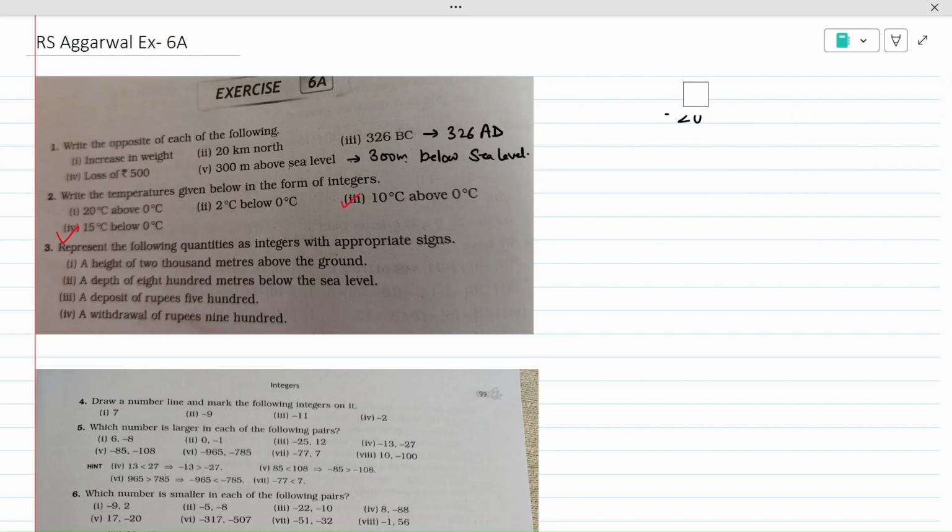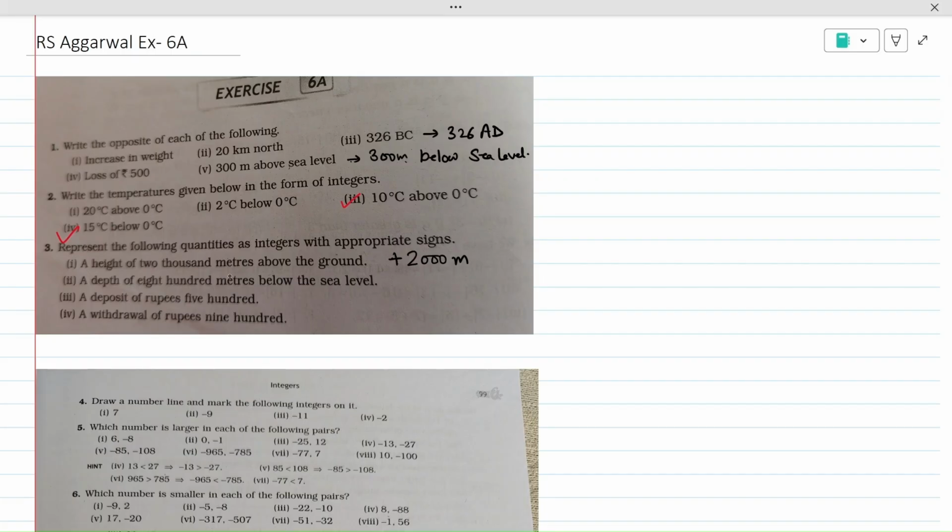Now, let us go to the next question. In the next question, what we have here is represent the following quantities as integers with appropriate signs. So, these are the set of things given to us and we have to define them as integers with the proper signs. Let's see this. First, we have a height of 2000 meters above the ground. So, kids, 2000 meters. Okay, and it is above the ground. We know that we consider the ground as the base here. So it will be plus 2000 meters. Okay. And if the question was a height of 2000 meters below the ground, then we would have taken it as minus 2000.